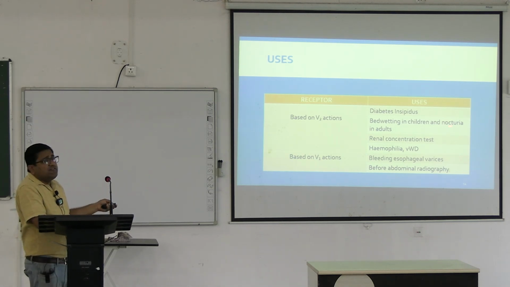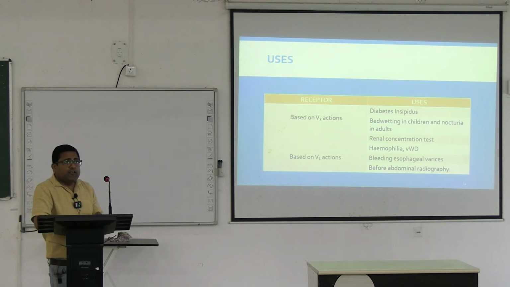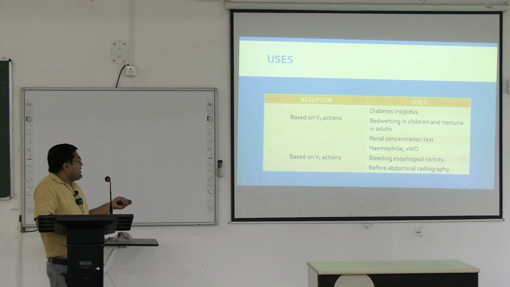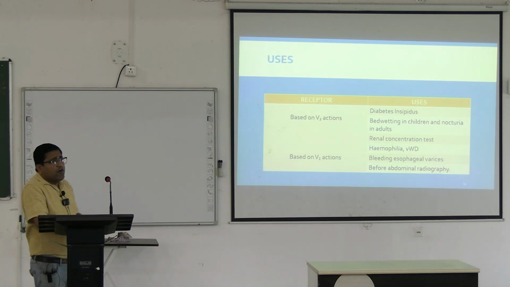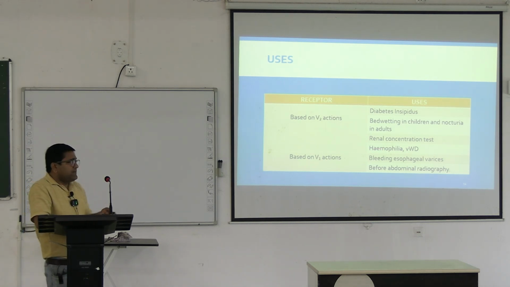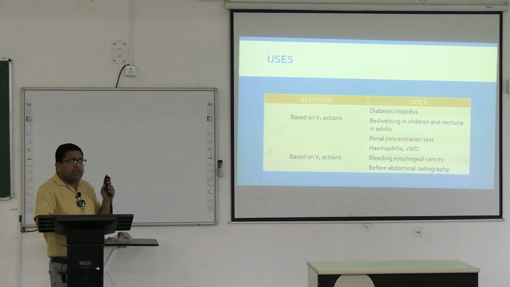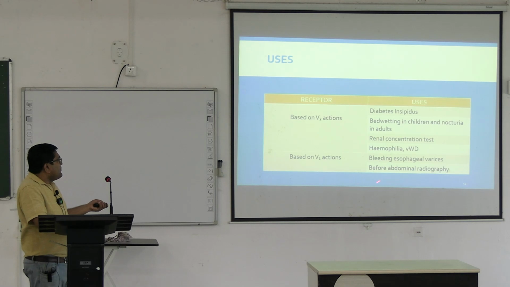Number 2, bedwetting in children. Nocturia in case of adults. Renal concentration test, it may be used. Hemophilia and von Willebrand factor disease deficiency. Now, based on V1 action, bleeding esophageal varices is the primary indication and also can be used before abdominal radiography.